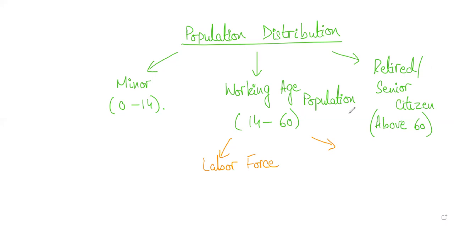Now, within working age population, you have two categories: labor force, who are willing to work, and then another category would be not in labor force, which means that they don't want to work. Now, let me give you some examples.